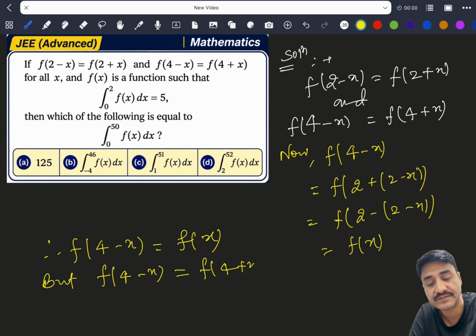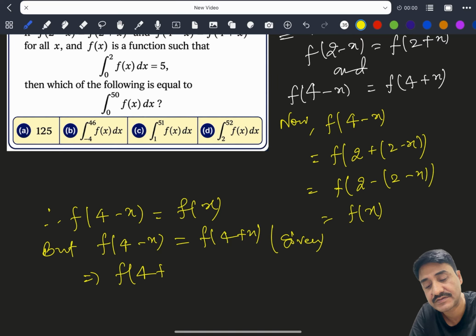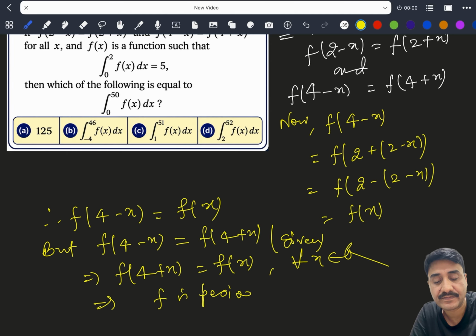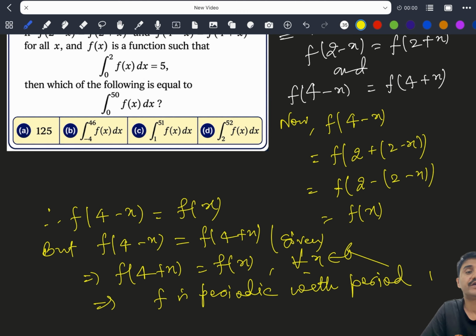Now from here we get to know that f of 4 plus x is equal to f of x for all x belongs to R. This implies f is periodic with period 4. So it is proved that the given function is a periodic function and its period is 4.